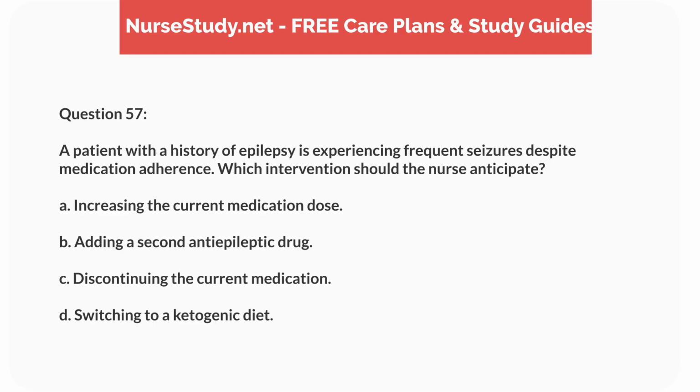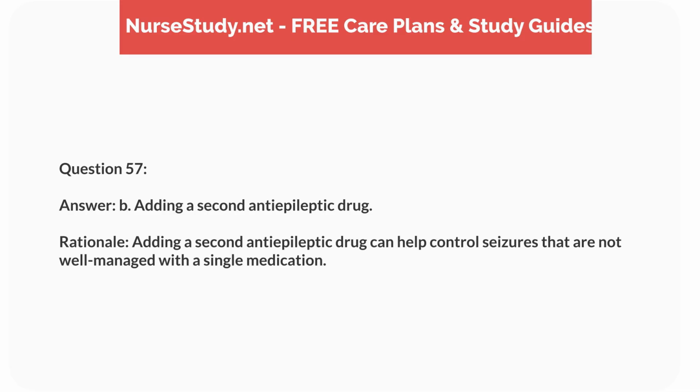Question 57. A patient with a history of epilepsy is experiencing frequent seizures despite medication adherence. Which intervention should the nurse anticipate? A. Increasing the current medication dose. B. Adding a second anti-epileptic drug. C. Discontinuing the current medication. D. Switching to a ketogenic diet. Answer: B. Adding a second anti-epileptic drug. Rationale: adding a second anti-epileptic drug can help control seizures that are not well managed with a single medication.